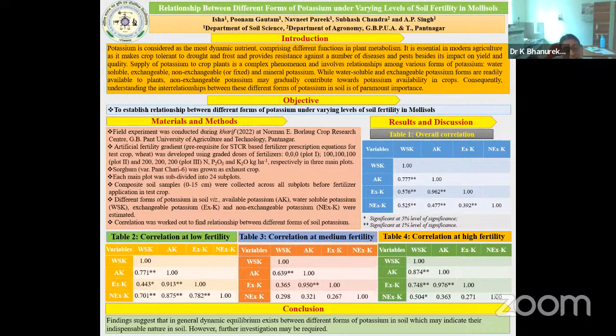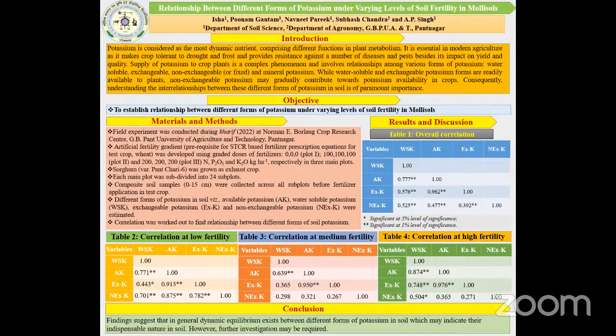Although you have created that fertility level, how it is pertinent to the state level or your area soils is more important. The percentage of the soils which are falling under low, medium, high fertile, isn't it? Taking that as the base only, you should have done this study, so that it is directly useful to the farmers with this particular fertility gradient with respect to potassium. Yes or no? Yes, ma'am.